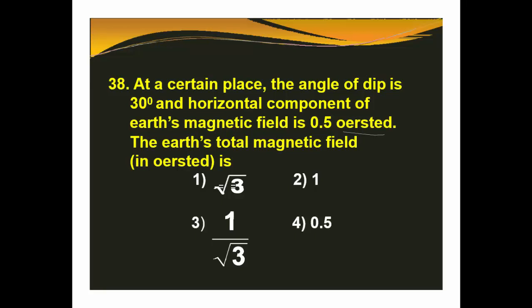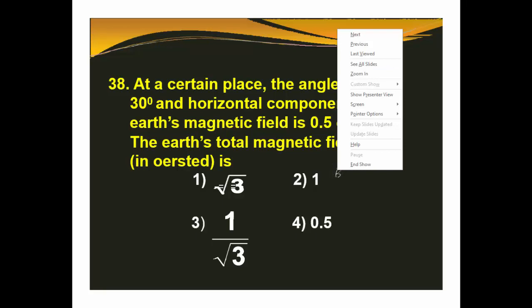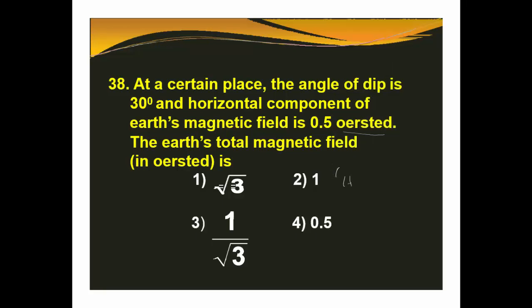Now the Earth's magnetic field, total magnetic field is, so we know that the BH can be written as B cos theta. Here BH is the horizontal component, BV is the vertical component, B is the net magnetic field of the Earth. BH equal to B cos theta. This is theta, the angle of dip. So theta is given already. Using this I can calculate B.